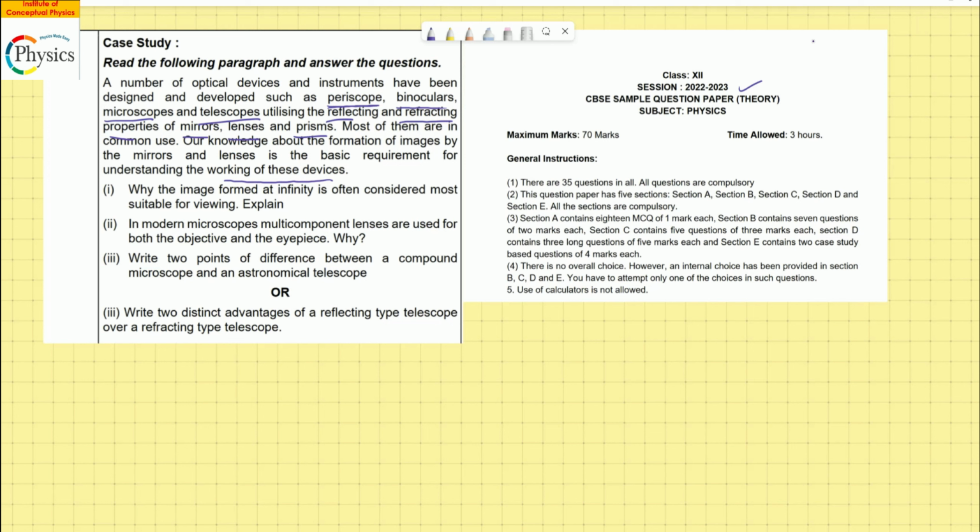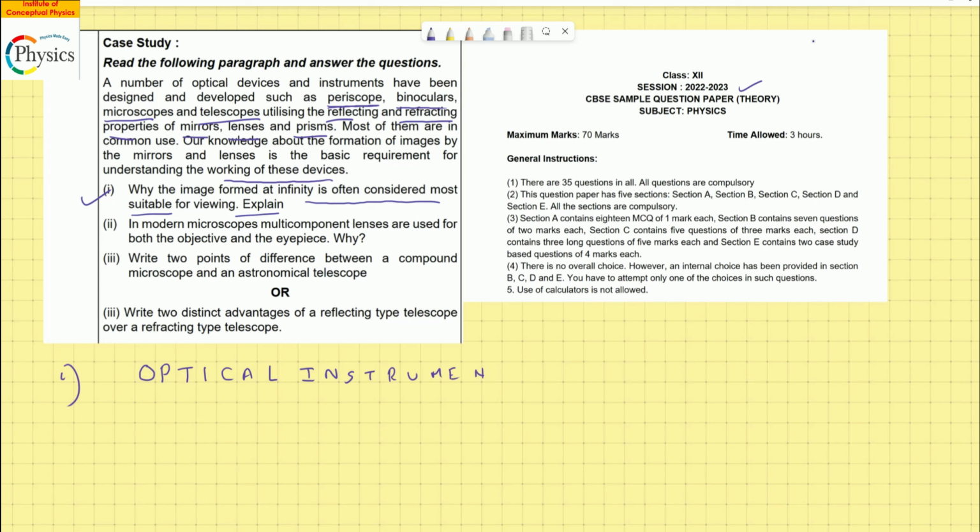Question number one is why the image formed at infinity is often considered most suitable for viewing. All right. So see, in optical instruments, if we talk about it, I'm doing the first one. So I'm answering the first one right now.